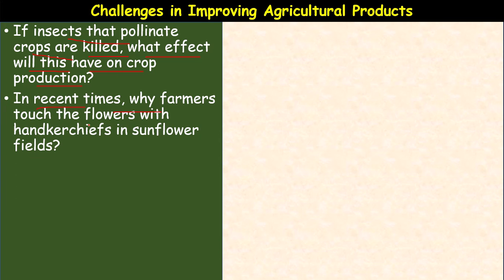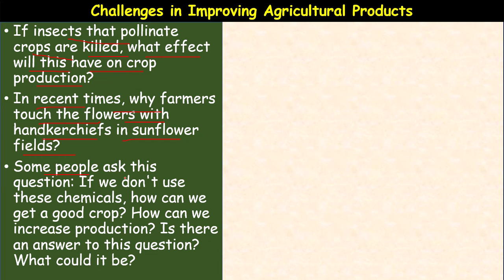In recent times, why do farmers touch the flowers with handkerchiefs in sunflower fields? Some people ask this question. If we do not use these chemicals, how can we get a good crop? How can we increase production? Is there any answer to this question? What could it be? So, think, children, think and tell.